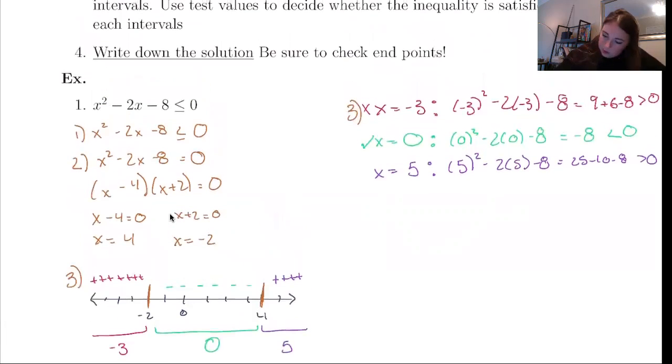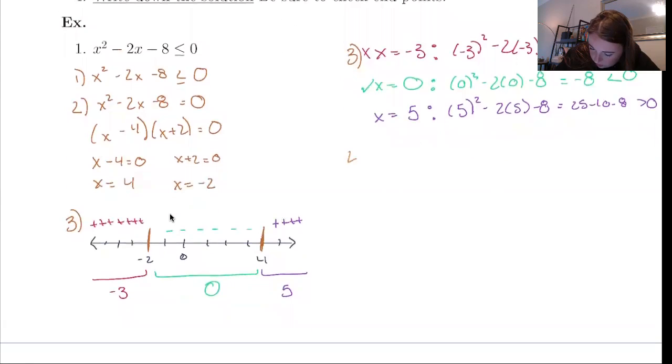So write down the solution and be sure to check endpoints. We found that the only interval that satisfied x squared minus 2x minus 8 being less than or equal to 0 is when x was in this green section between -2 and 4. So that would be our solution. We need to think about our endpoints. Are we going to include -2 and 4 or not?